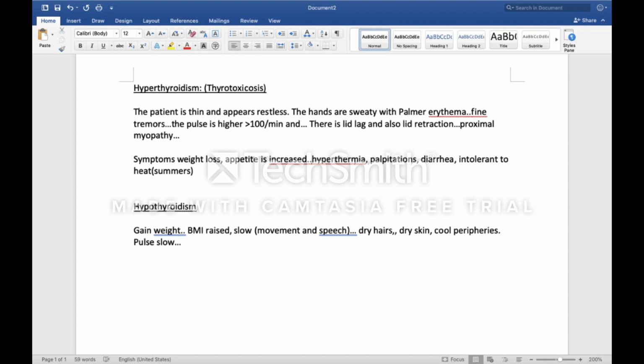Like the way I am going is basically how we examine the patient. First we will do GPE, general physical examination. So whenever we do GPE, first of all, we always take the general appearance look of the patient. So when you see the patient, you will find that the patient has increased BMI.